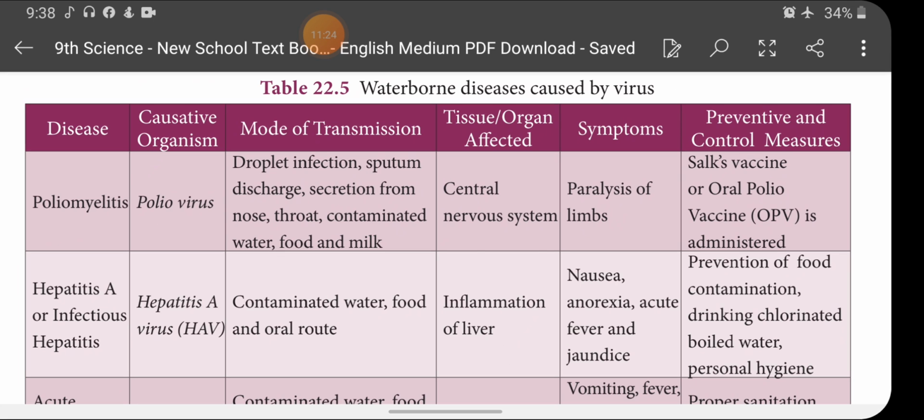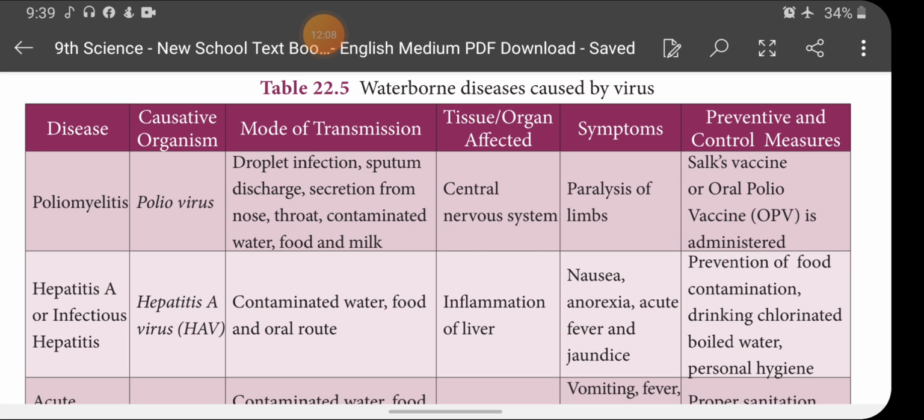Poliomyelitis is a waterborne disease caused by poliovirus, and its mode of transmission is droplet infection, sputum discharge, secretion from nose and throat, contaminated water, food and milk. The tissue or organ affected is the central nervous system, that is the brain and spinal cord. The symptom of this disease is paralysis of limbs, since the central nervous system is affected, and it leads to paralysis of legs and hands. The preventive and control measures are that Salk vaccine or oral polio vaccine is administered.